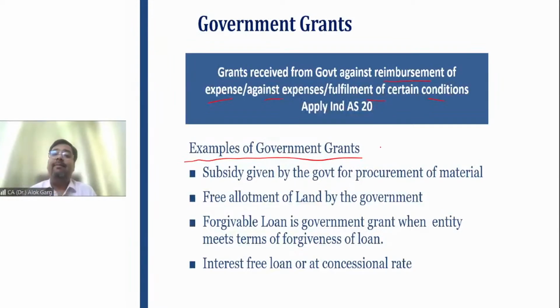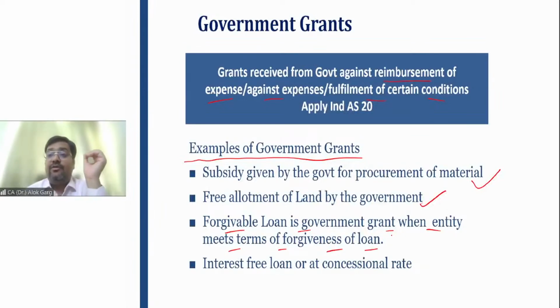Free allotment of land by the government. Example, the government has given land free of cost. It is an example of a government grant, right? A forgivable loan is a government grant when the entity meets the terms of forgiveness of the loan. Sorry, the government has given a loan to the entity and the government has told that if you meet these conditions, I will not demand back the loan from you, right?